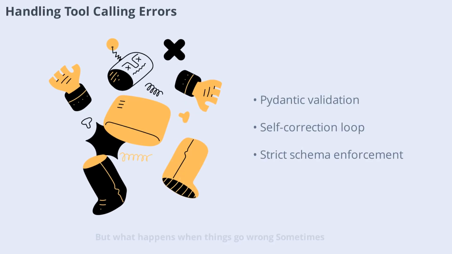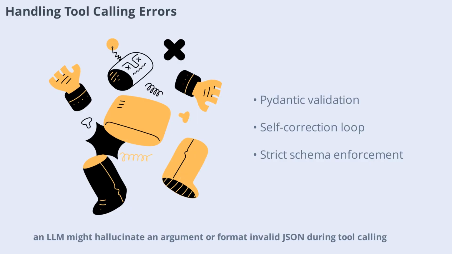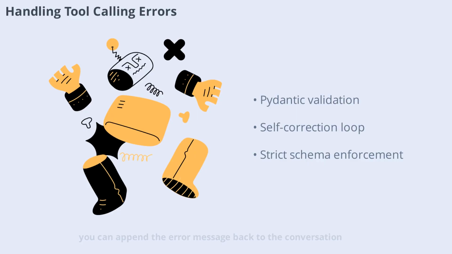But what happens when things go wrong? Sometimes an LLM might hallucinate an argument or format invalid JSON during tool calling. To handle this, you can use Pydantic validation to parse the output. If there's a parsing error, you can append the error message back to the conversation history and prompt the model to correct itself, a self-correction loop. Specialized libraries like Instructor or LangChain utilities also help enforce strict schema constraints, reducing the risk of errors.